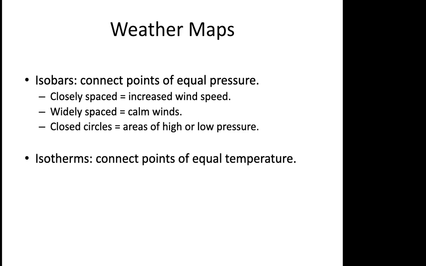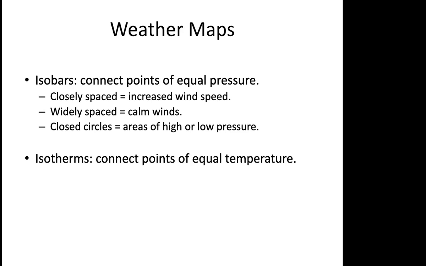The areas of what and what? The high and low pressure, right? So if the numbers are higher, it's going to be high pressure, right? Lower numbers is going to give us the lower pressure, okay? Then there are isotherms, and those connect the points of equal temperature.